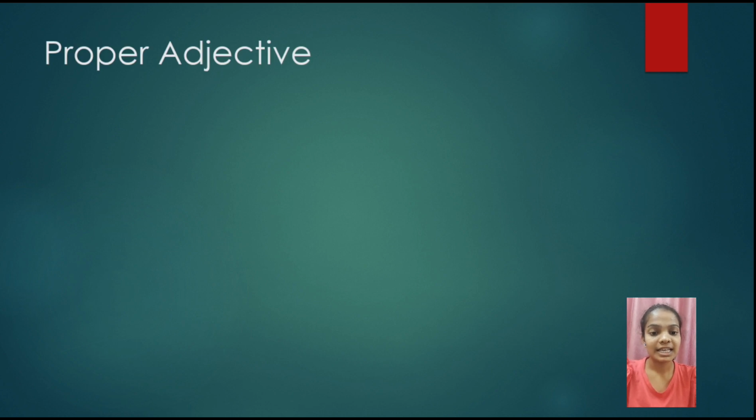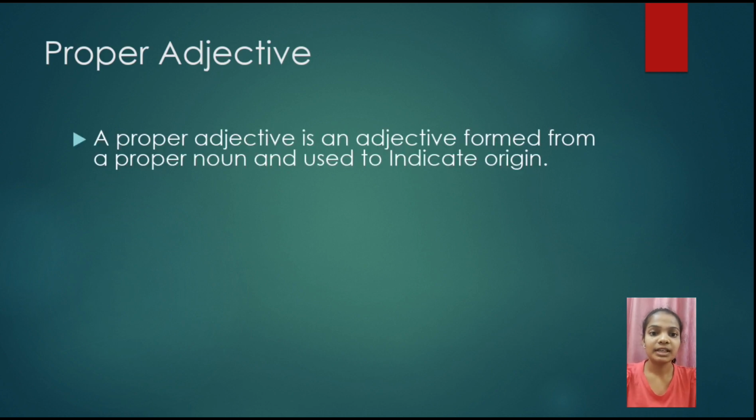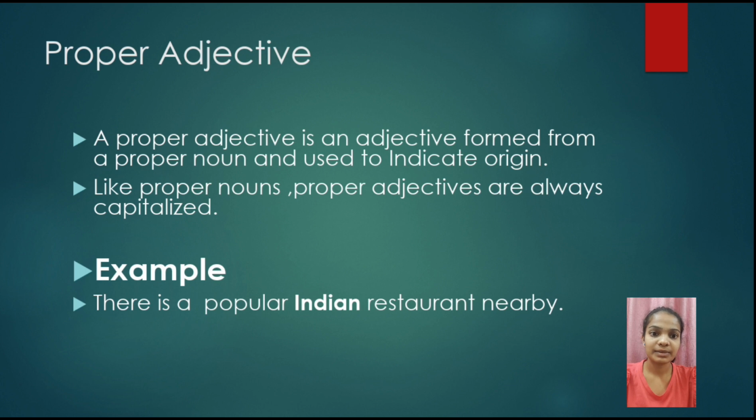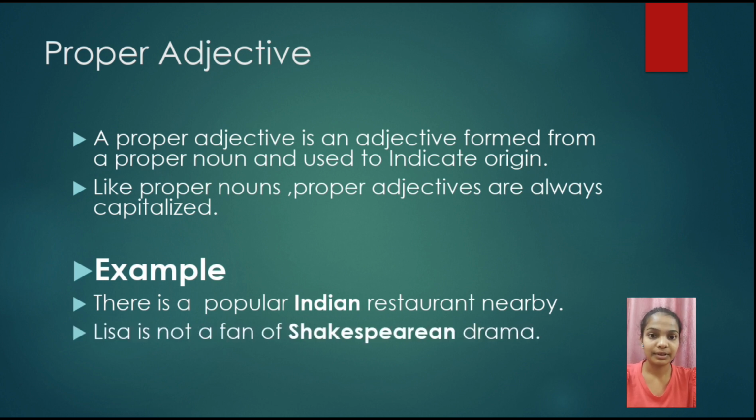Proper adjective. A proper adjective is an adjective formed from a proper noun and used to indicate origin. Like proper nouns, proper adjectives are always capitalized. Example: there is a popular Indian restaurant nearby. Lisa is not a fan of Shakespearean drama.